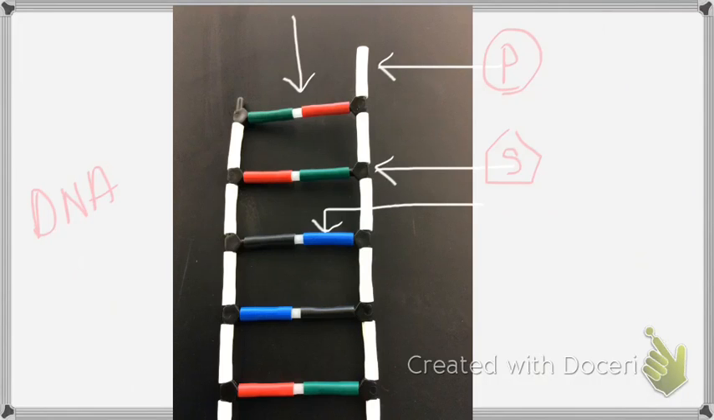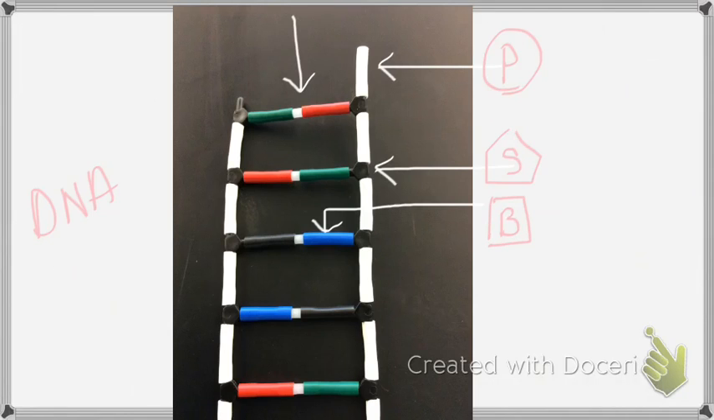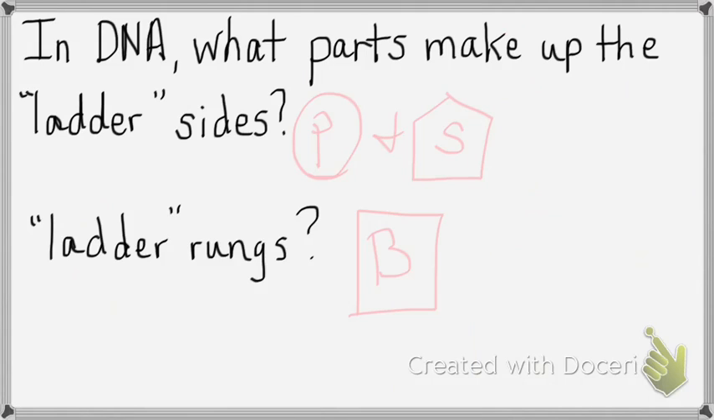Okay, does everybody see the steps, also known as rungs of the ladder? What's making up the steps of the ladder? The bases. So I'm going to go back there. It's the bases that make up the rungs. Now, glance one more time. It's not one base that makes up a step. It is 2. So let's talk about those bases.